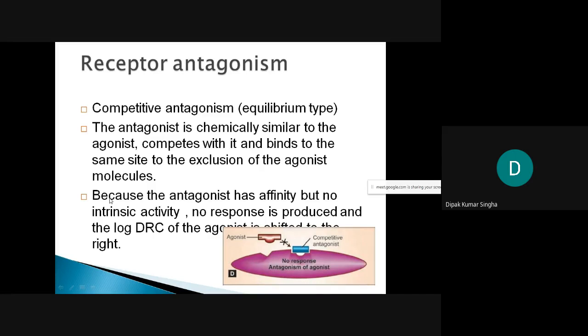Actually, receptor antagonism is nothing but a drug that binds with the receptor. It has affinity, that's why it binds with the receptor, but it has no intrinsic activity, so it has an antagonistic effect at the receptor. For example, one man can help them, but another man can destroy or ruin them. Obviously both persons have some affinity, otherwise it would not be possible.